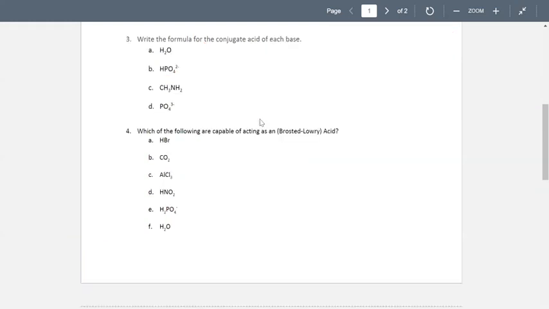Which of the following are capable of acting as a Bronsted-Lowry acid? Can you tell me? To be an acid, what does it need? It needs a hydrogen, yes. So all of these with hydrogen, all of that can be an acid, right? Bronsted-Lowry acid.